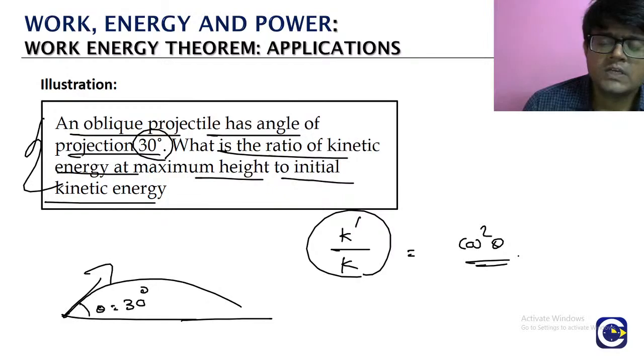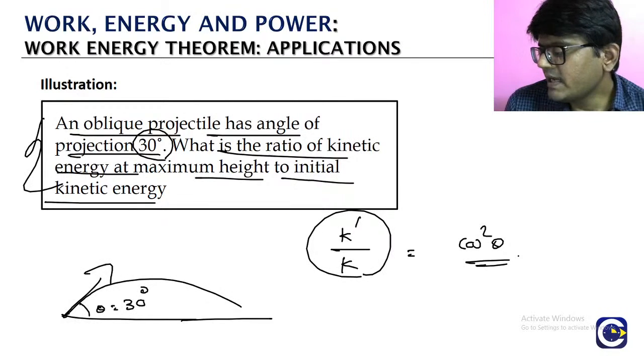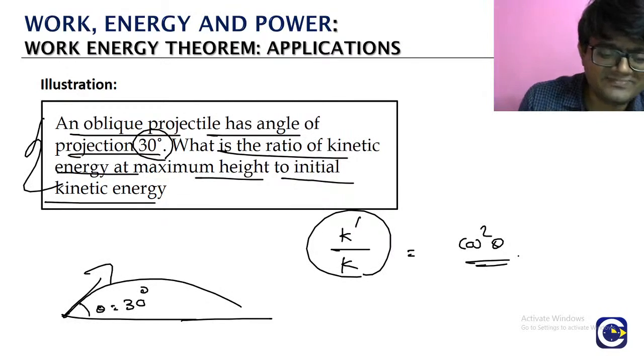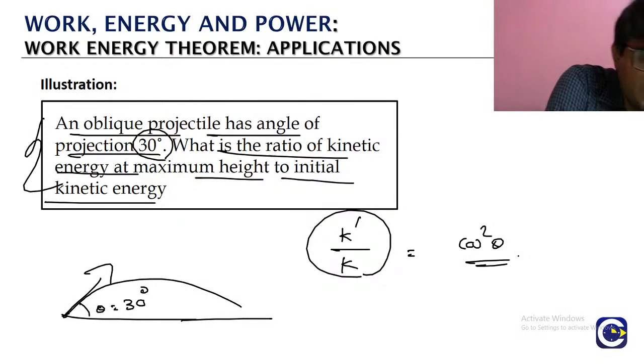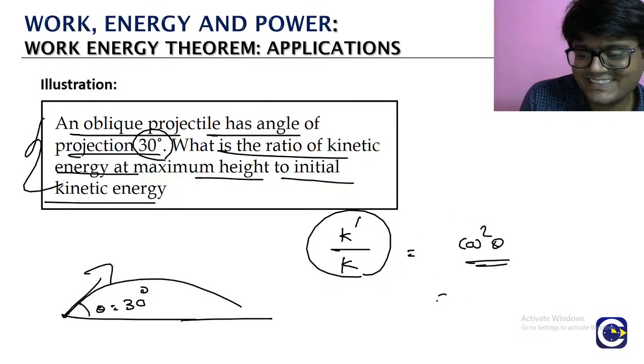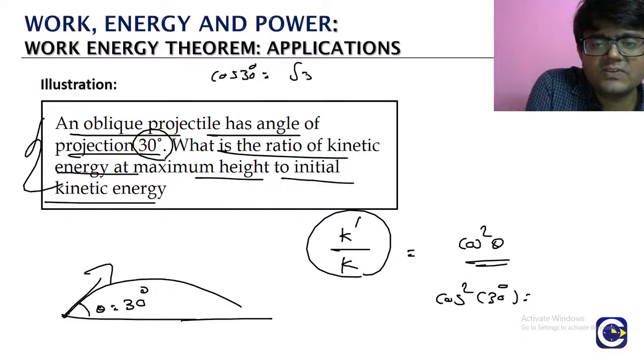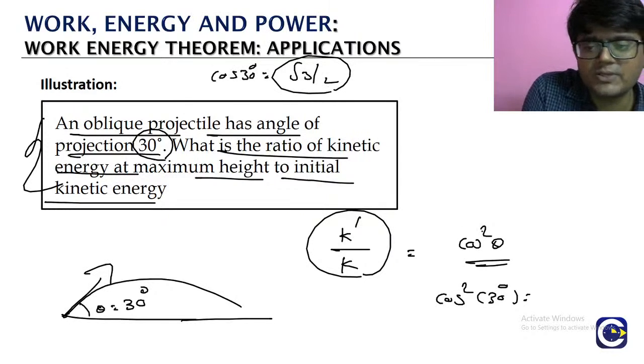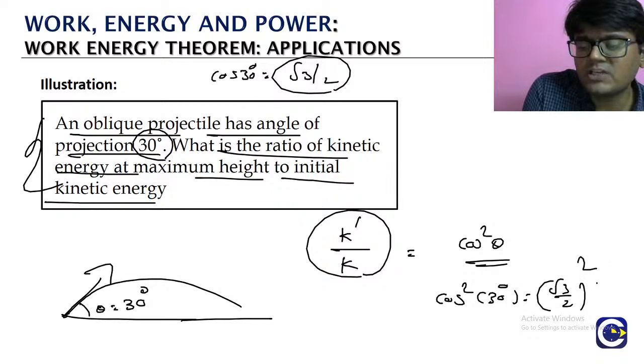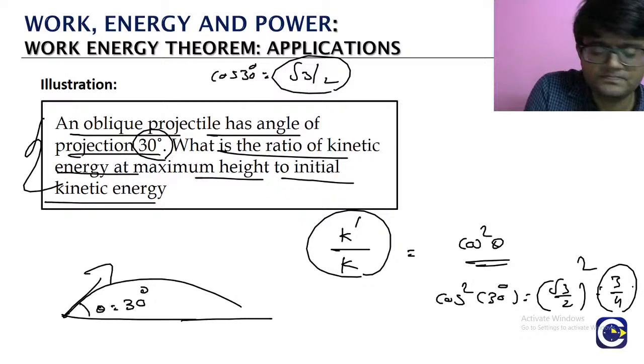Okay, so what is the answer, guys, for this? K by K is cos square theta, which means what? Cos square 30. So what is cos 30? Root 3 by 2. So cos square 30 means what? Root 3 by 2 the whole square, which is 3 by 4.